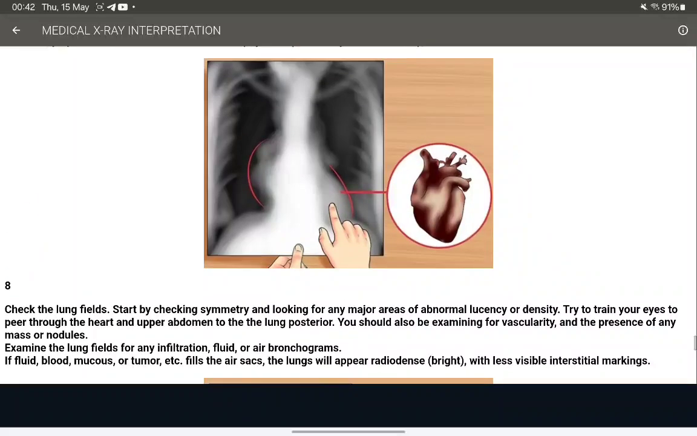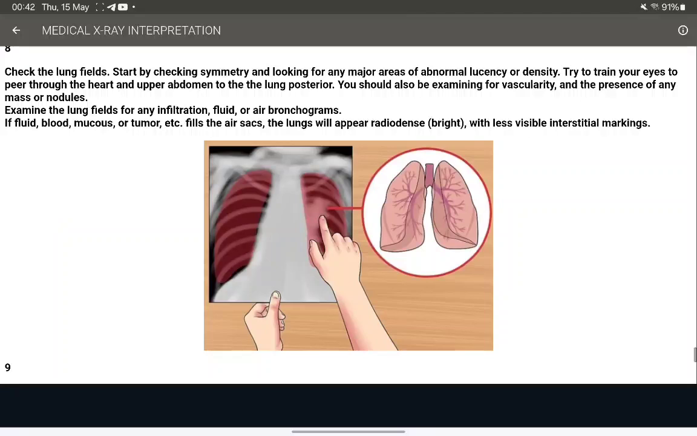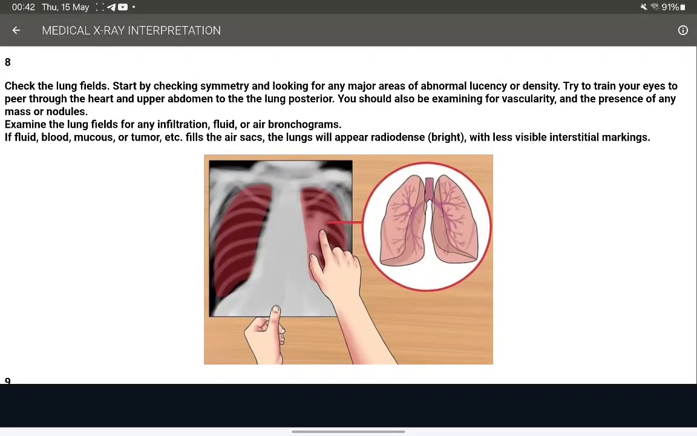Check the lung fields. Start by checking symmetry and looking for any major area of abnormal lucency or density. Try to train your eyes to peer through the heart and upper abdomen to the posterior lung. You should also be examining for vascularity, because in the mediastinum we have the thoracic aorta, ascending and descending, and the aortic arch, and presence of any mass or nodules within the mediastinum.